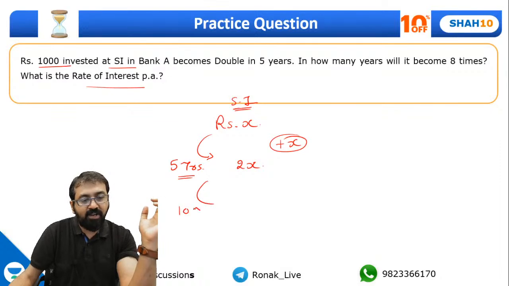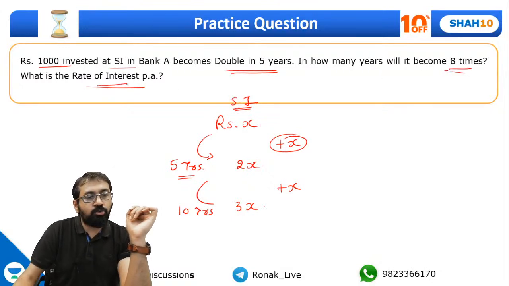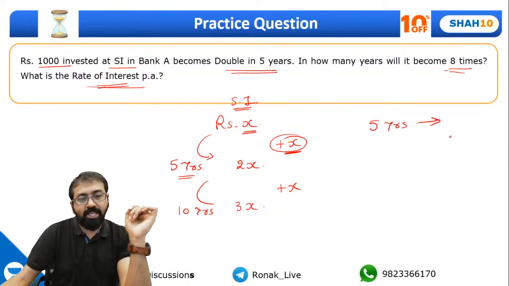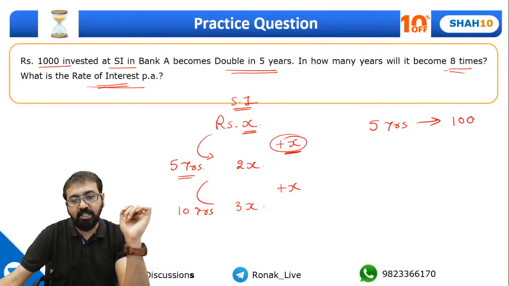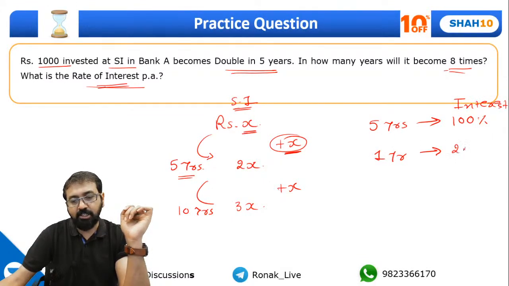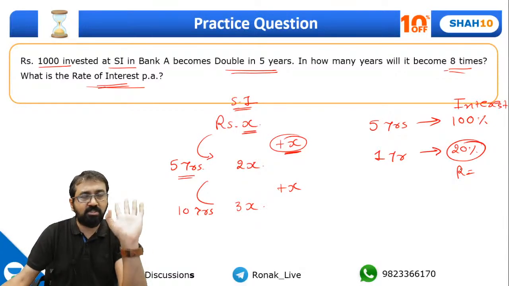So in every 5 years, X rupees will be added, right? Now our question is, in how many years will it become 8 times, and also find out the rate of interest. Can I say in 5 years you are getting X rupees of interest on X rupees. So we are getting 100% interest in 5 years. So in 1 year, I'll get 20% interest. So this 20% is nothing but your rate of interest per annum. That's a simple question, right?